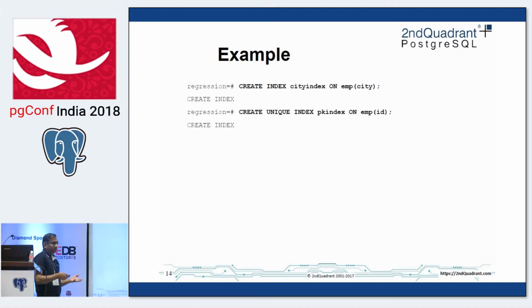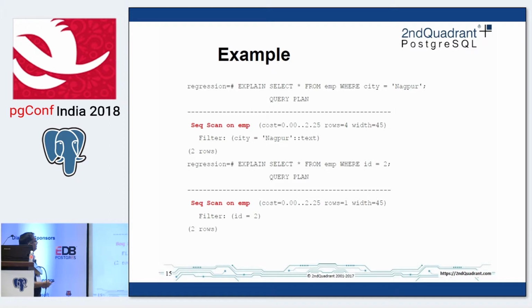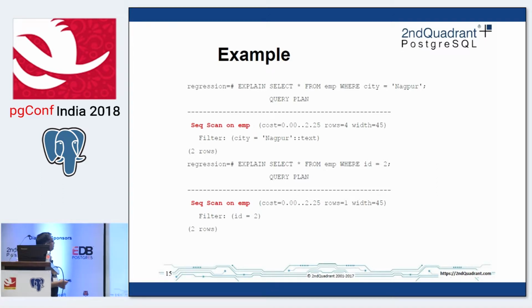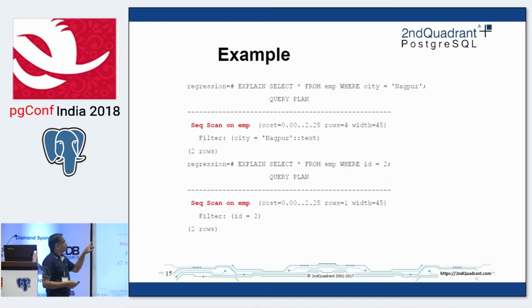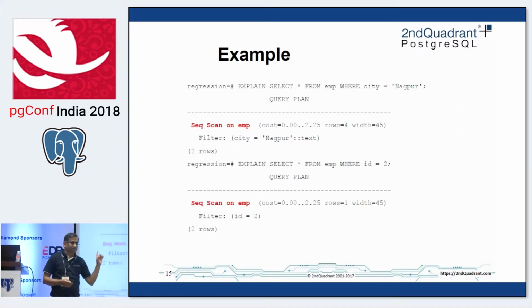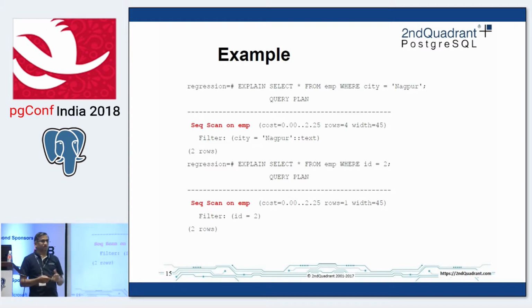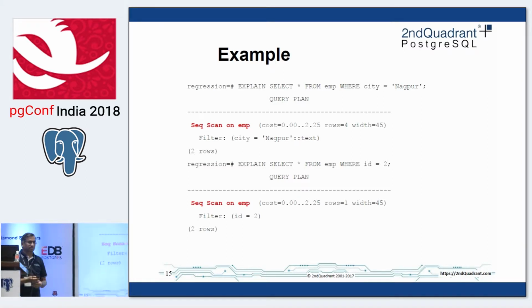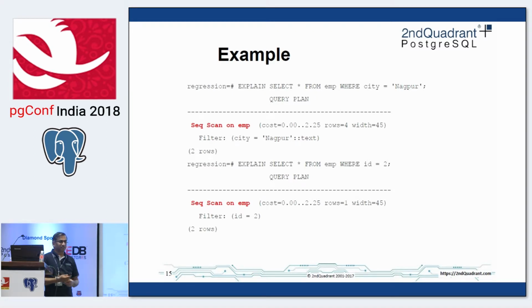What if we build an index on this table now? Let's build an index on column city and a unique index on column ID. ID is unique in the table, whereas city obviously can be duplicate. If we go back to our query and rerun the queries, in the first query we are looking for city equals Nagpur. Now remember, we just built an index on this table, and someone might say, what happened, I thought I built an index, but the planner is still not using it. Any clues why it's not using the index?